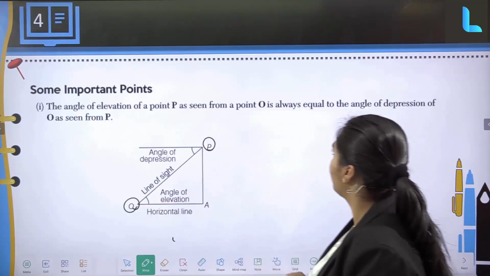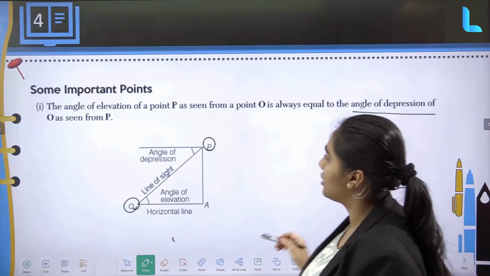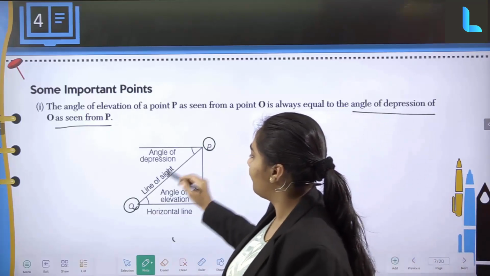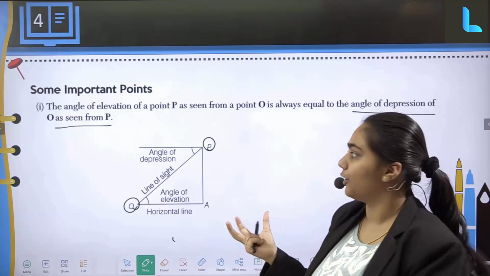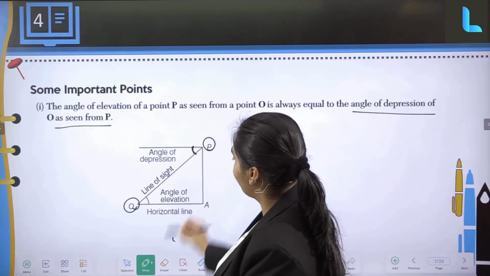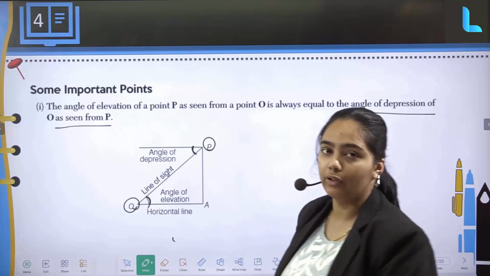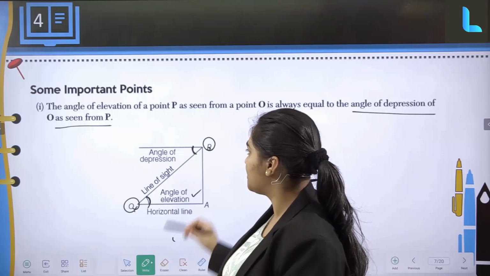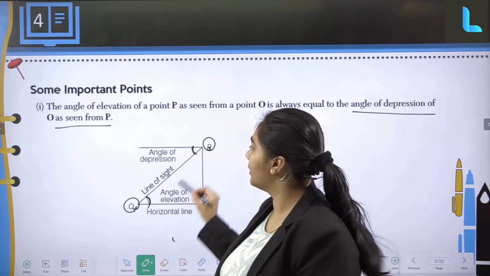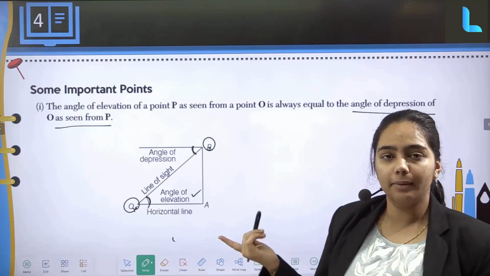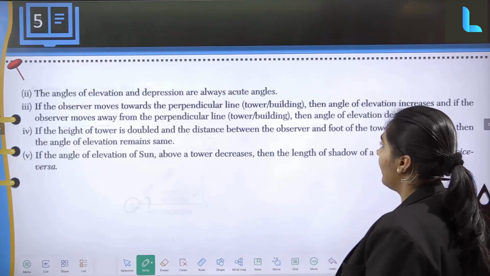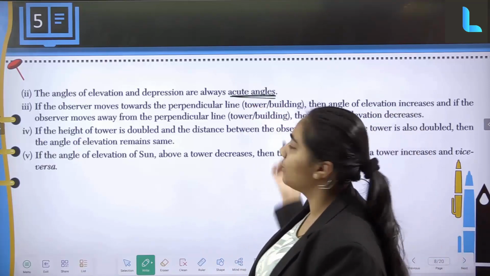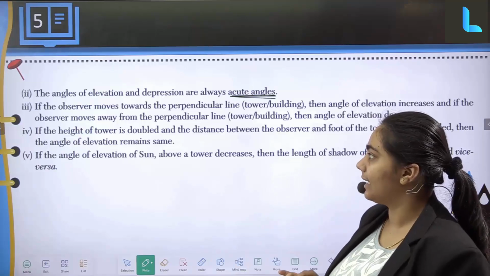The angle of elevation of P as seen from point O is always equal to the angle of depression of O as seen from P. It is nothing but vice versa. Even if you stand at C over here, they're just trying to explain that this is going to be the angle of depression and this angle is going to be the angle of elevation. You stand from here, you see till here, it forms an angle of elevation. You stand here and look at a point over here, it forms an angle of depression, right? The angles of elevation and depression are always acute angles, which is less than 90 degrees, right?